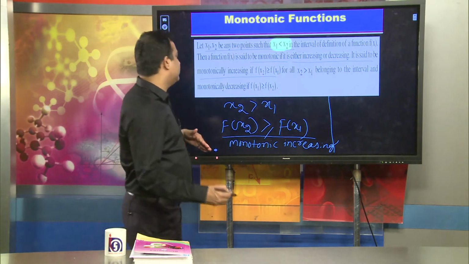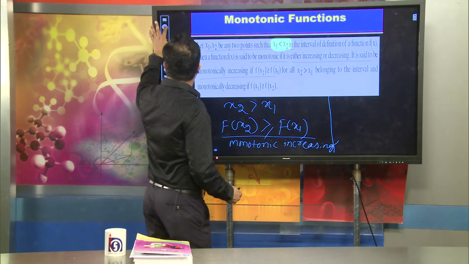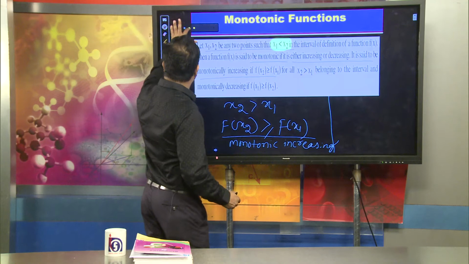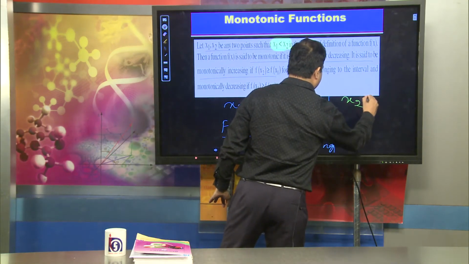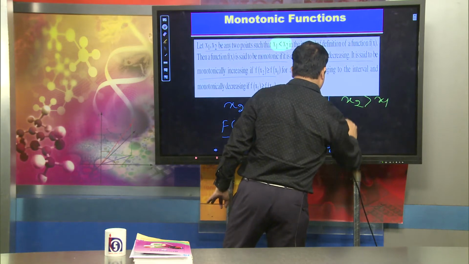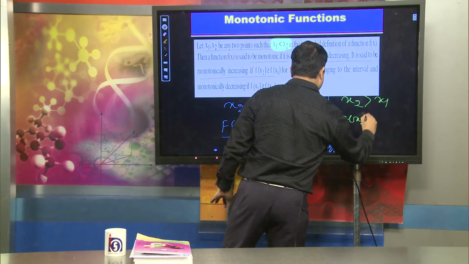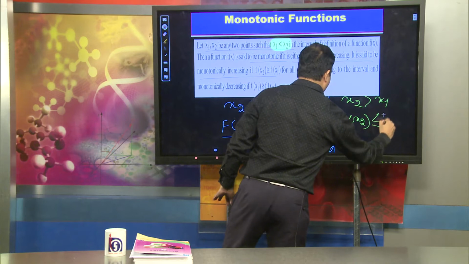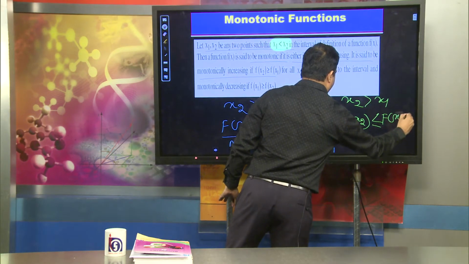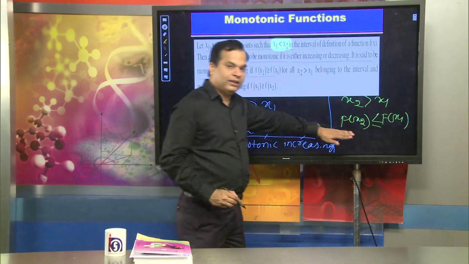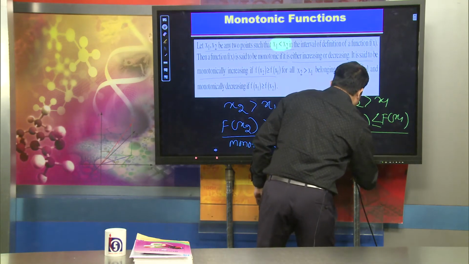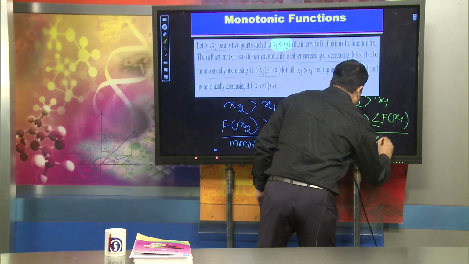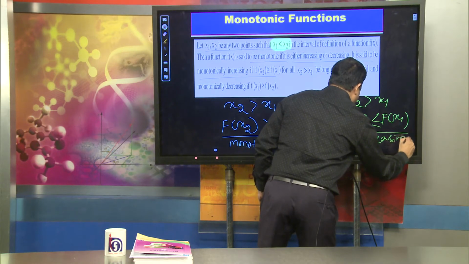The second condition, the second situation, is like this, also very important. If x2 remains greater than x1, and f of x2 is less than or equal to f of x1, then we can say this function is monotonically decreasing. This is a decreasing function. These are the two important things.